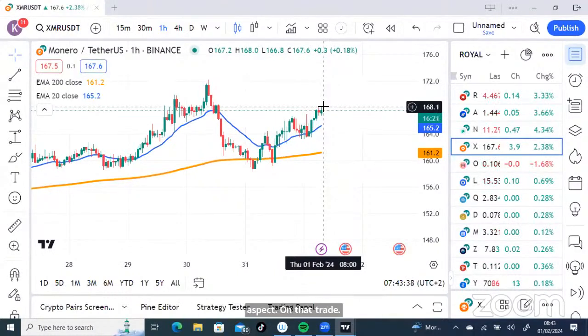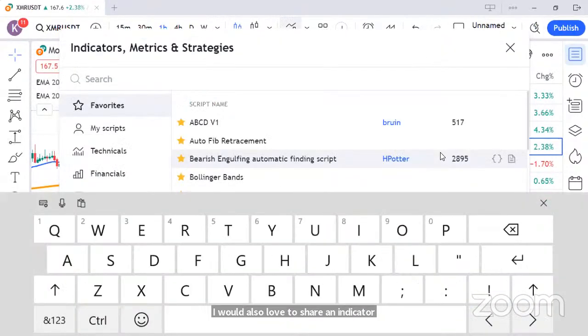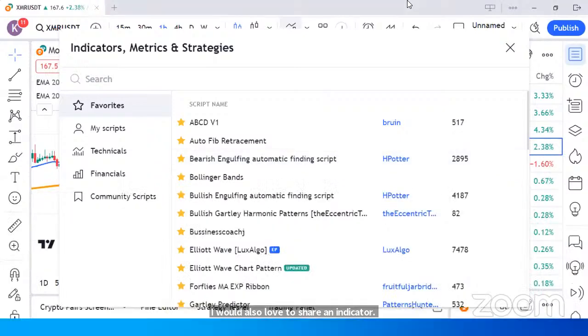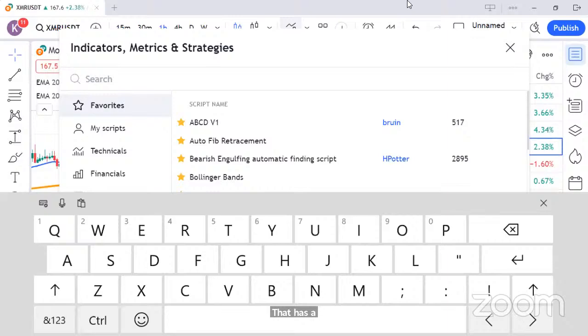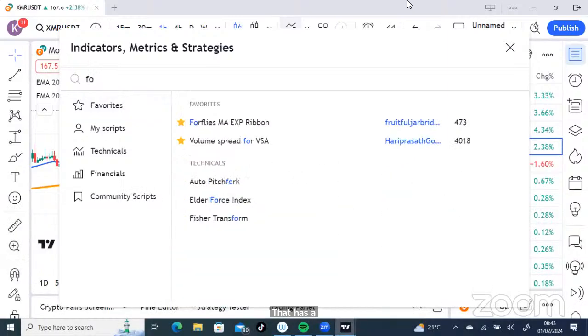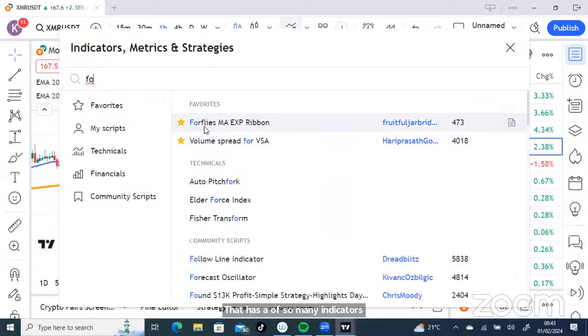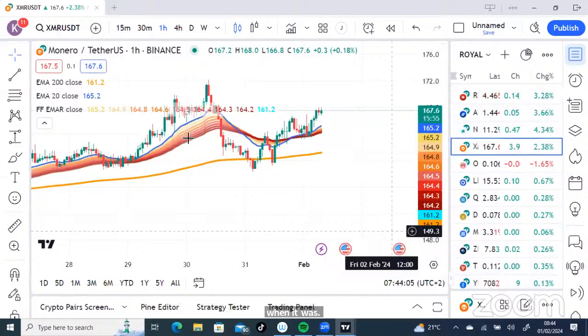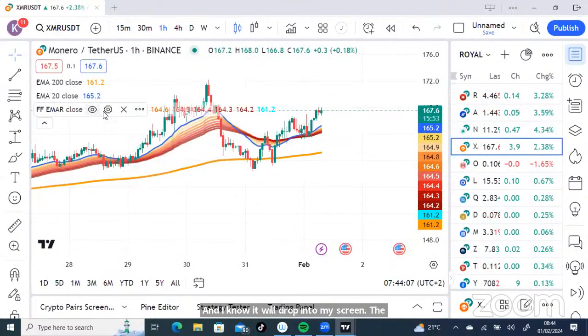I would also love to share an indicator that has a combination of so many indicators. And here is the indicator. It is called Photophile's moving average exponential ribbon. I want to tap on it once, and I know it will drop into my screen. The name is here. Let me open it again.